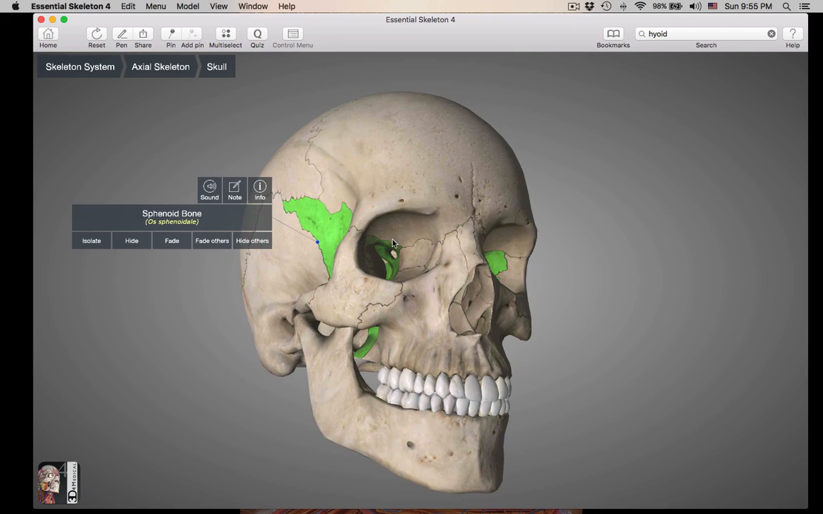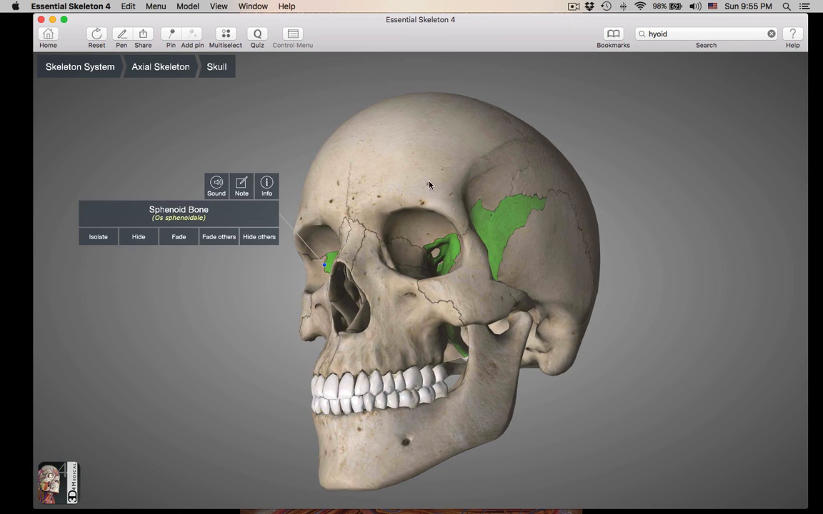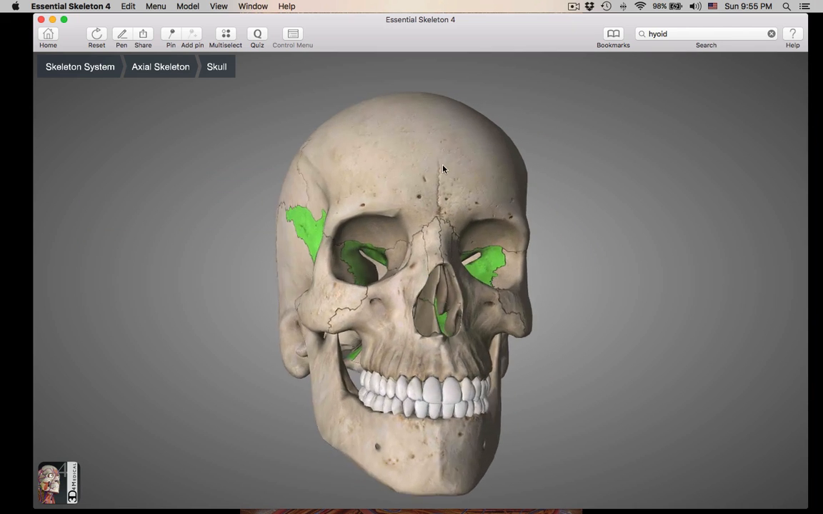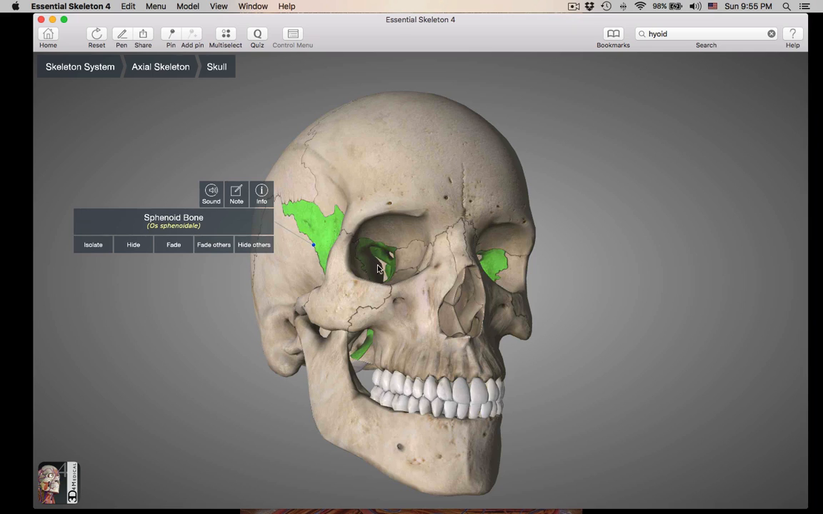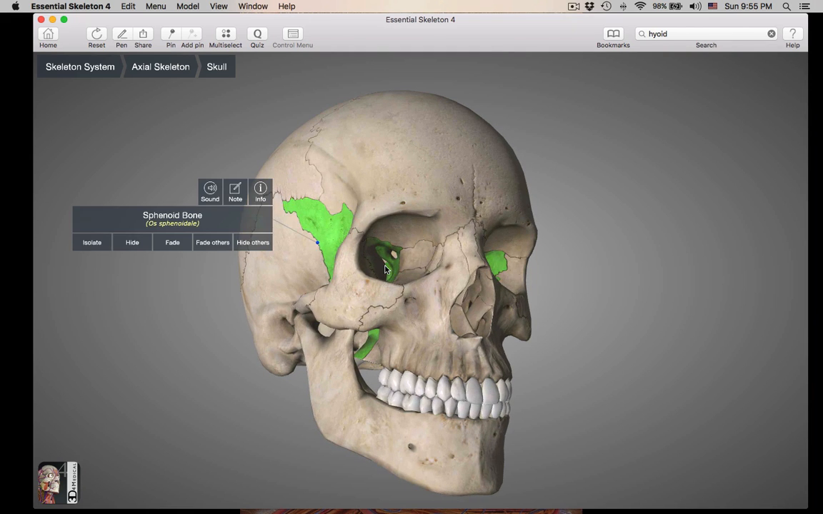There's going to be a nice round hole here on both sides. This is the optic canal. Optic canal, that is where the optic nerve is going to be leaving your eye and it's taking information into your brain. So that optic canal is where the optic nerve leaves this bony orbit.